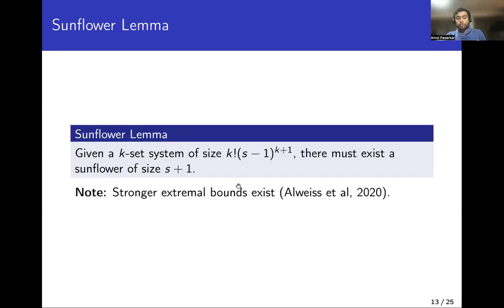So the sunflower lemma is going to argue that a sufficiently large set system must have a sunflower. And it's important to note that the extremal bounds provided here are actually not the strongest known to date, in particular this bound here. In past years, there's been breakthrough work by Alweis and others that has significantly improved this extremal bound. However, we can still meaningfully work with these weaker bounds as they give rise to still provably hard TFNP problems, which I'll talk about in a moment.